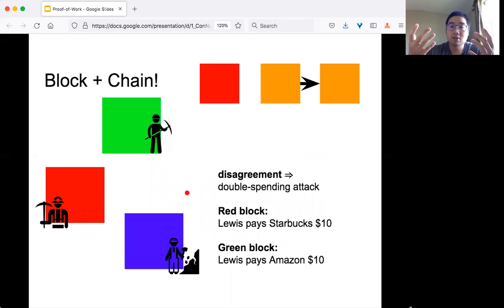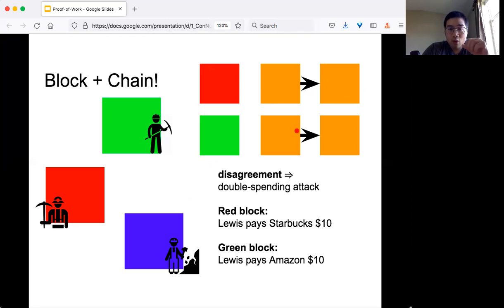Then if somehow the miners don't agree on the next block, Lewis can tell Starbucks, now look, the next one is the red one, so you owe me some coffee. And then tell Amazon, hey, the next block is the green one, so you should give me something. But then I'm spending the same $10 on 2 different entities and getting a product or coffee back. So this is not good. And this is why we want to have agreement on the next block, or more precisely, the next set of transactions.